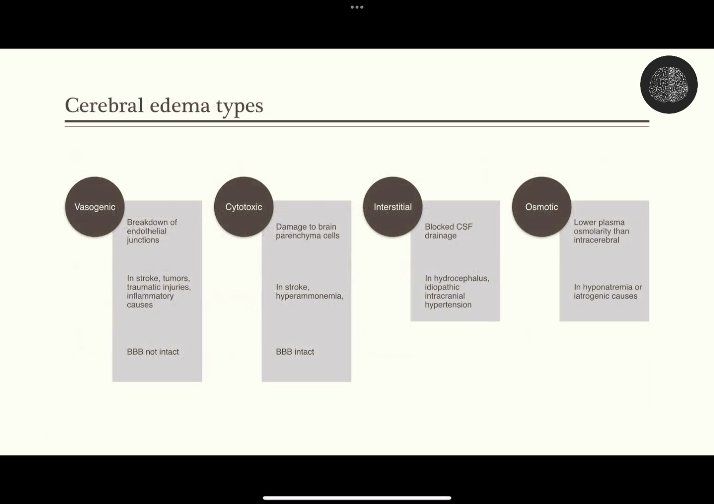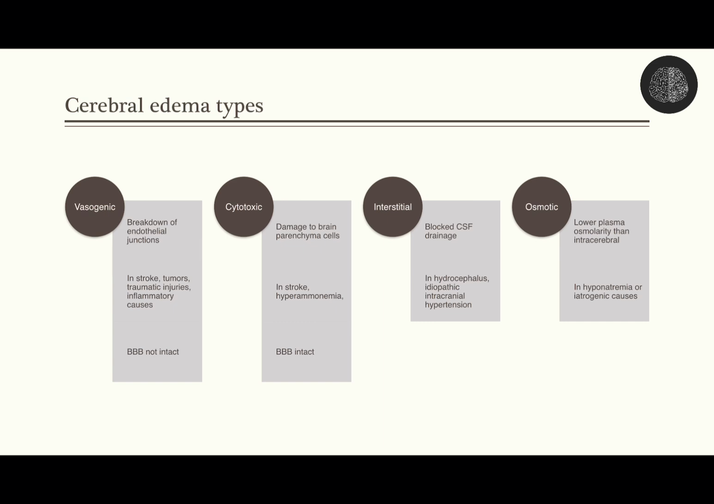Okay, so let's talk about the cerebral edema types. The first one is vasogenic, which is caused by breakdown of the endothelial junctions. You can see this type in ischemic stroke. It can also be seen in space-occupying lesions like brain tumors, intracranial hemorrhage, and abscesses, or also in traumatic brain injury or inflammatory causes like encephalitis, and also toxic causes, for example, in lead poisoning.